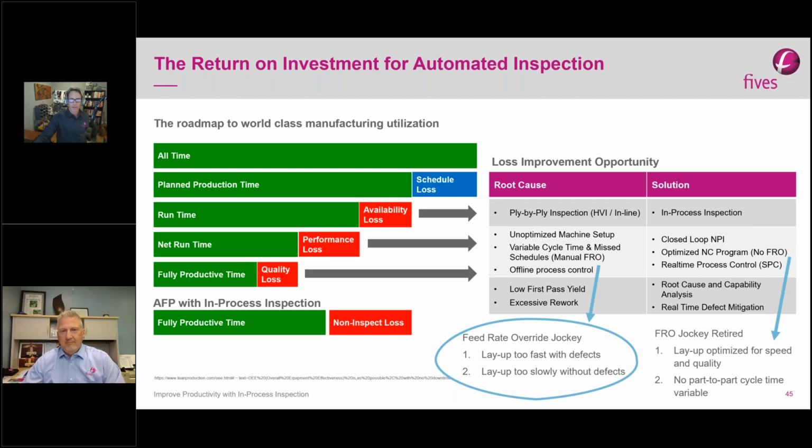Lastly, both first pass yields and rework are reduced with IPI. Again, Robert explained that pretty well.